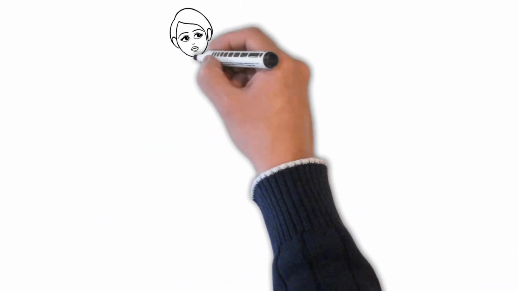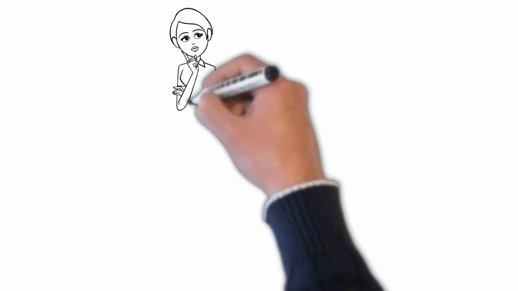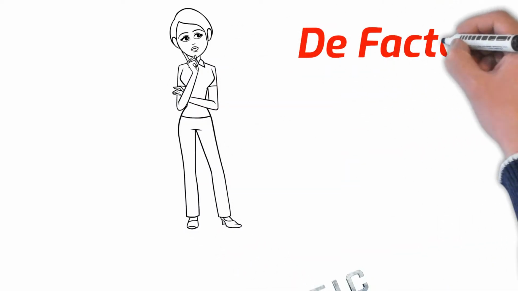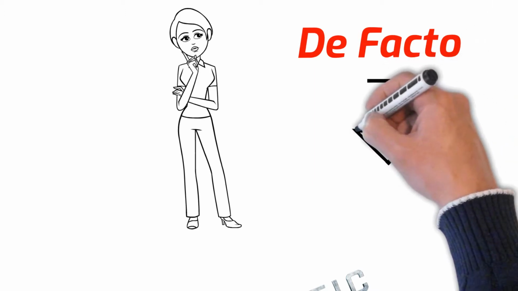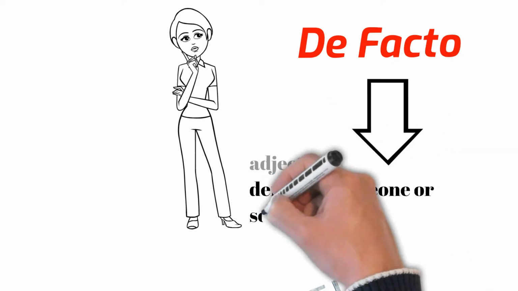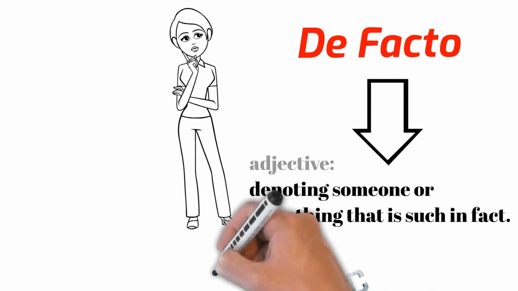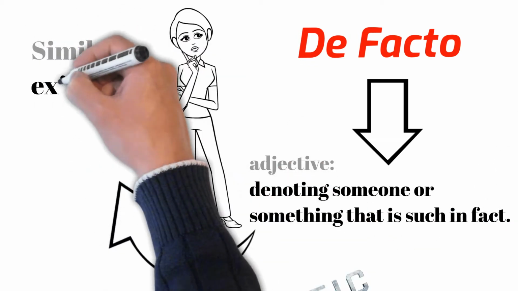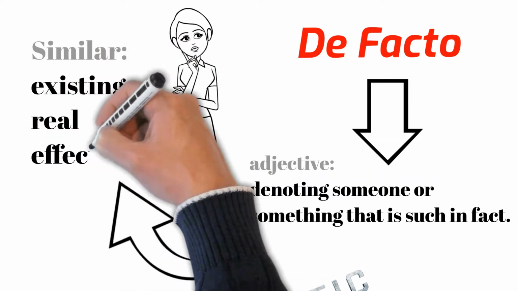Now, as part of the process of trying to better understand the model itself, I think it's very useful to look at the semantics of the words. De facto comes from Latin and is an adjective used to denote when someone or something is such in fact. And for a better understanding of the application, it's very useful to look at words with similar meanings. In this case, existing, real, and effective.